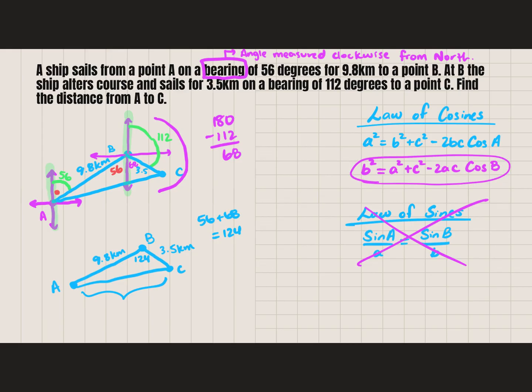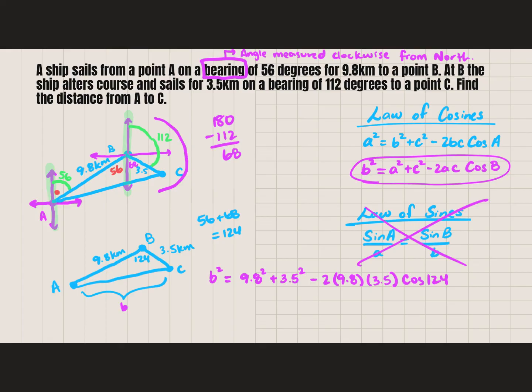Okay? And if I go and set that up, I'm solving for A to C. That's really my side B, little b. So I'm going to go b squared equals 9.8 squared plus 3.5 squared, my A and my C, minus 2 times A times C, cosine of the angle I found in my picture, 124.